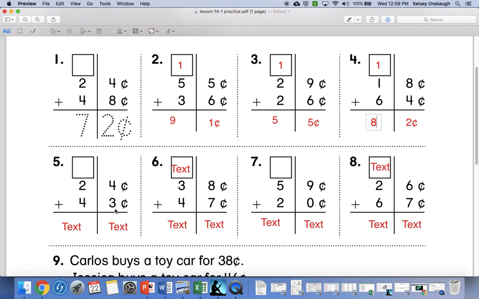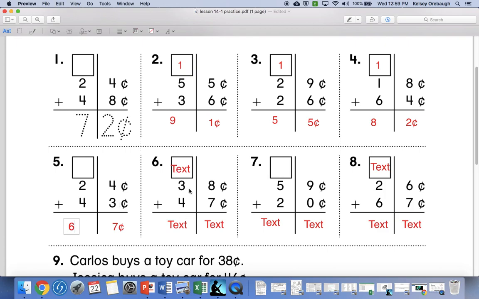4 plus 3 is 7. Because 7 is less than 10, we do not need to regroup. I'll add my cent symbol, not my dollar symbol there. Move on to the tens place. 2 plus 4 is 6. Our answer is 67 cents.